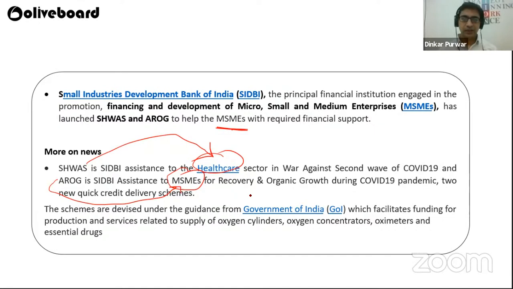Two new quick credit delivery schemes. These are the new quick credit delivery schemes. The schemes are devised under the guidance of the Government of India while facilitating funding from the production and services related to supply of oxygen cylinders, oxygen concentrators, oximeters, and essential drugs.